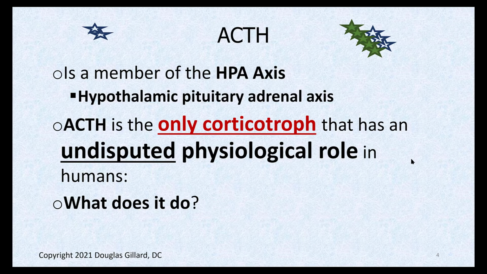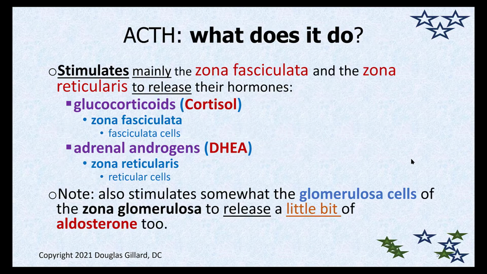ACTH is also a member of the HPA axis. It is the only corticotroph that has an undisputed role in humans. We know exactly what it does. There are some other corticotrophs I won't even talk about. There's one other one that I'll talk about, and its role is kind of known. It's got to do with that blotchy brown tan that people can get with Addison's disease.